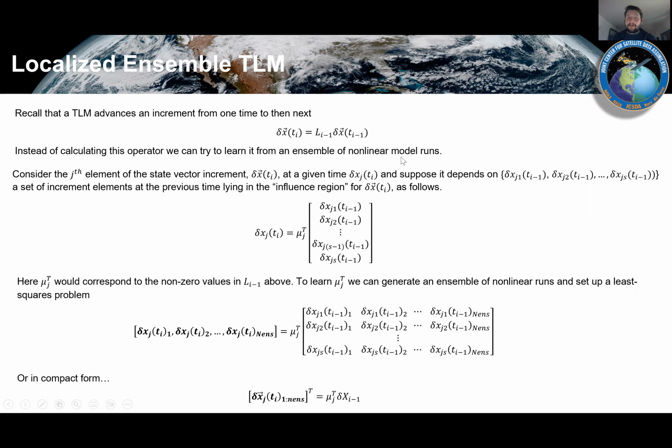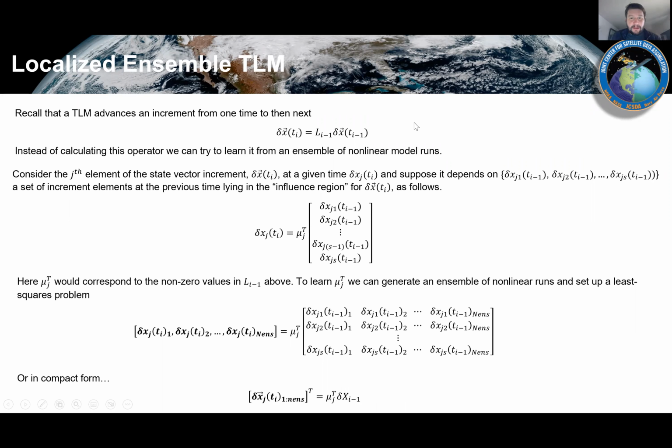Instead of calculating that, we play a game where we try to learn that. So if we think of the jth element of the state vector, just pick one, but remember the state vector contains everything the model has to offer. But if we take one element of that at a specific time, and we make the supposition that this depends on other model increments at a previous time, so a list of them, the ones that would, quote unquote, influence this one forward in time. So say there's S of them, right? Just list them out at the previous time.